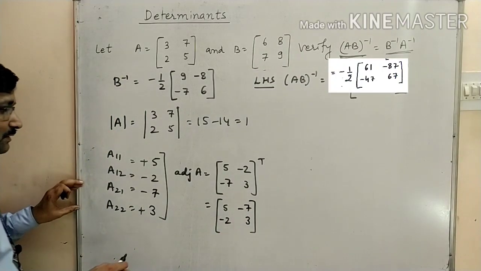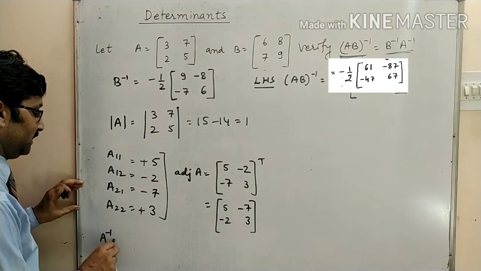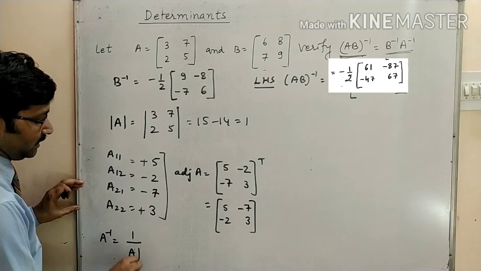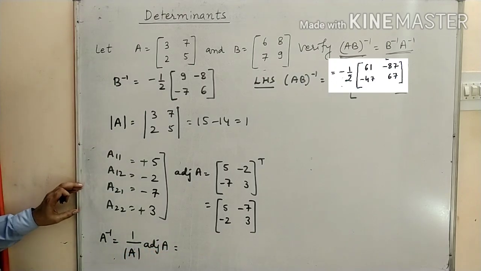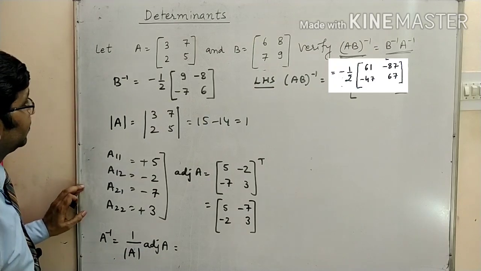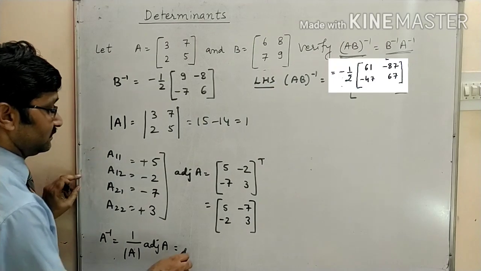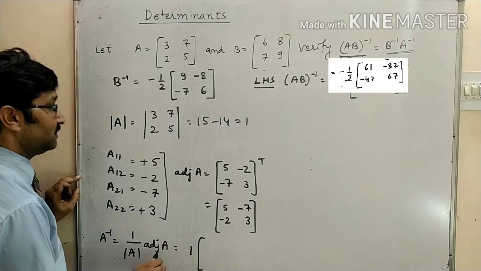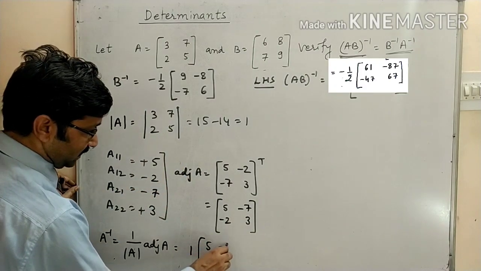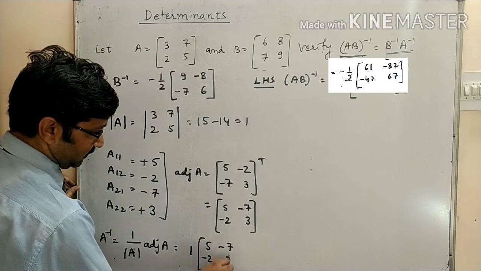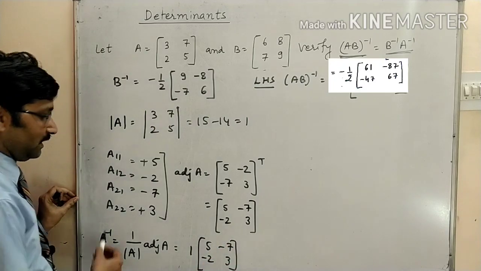Look here, you have to find the A inverse. A inverse will be 1 upon A determinant times adjoint A. So adjoint A upon A determinant you write. Here A determinant is 1, so 1 times adjoint A, which we already found: 5, minus 7, minus 2 and 3. So this is the A inverse.